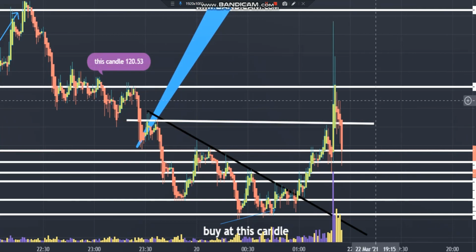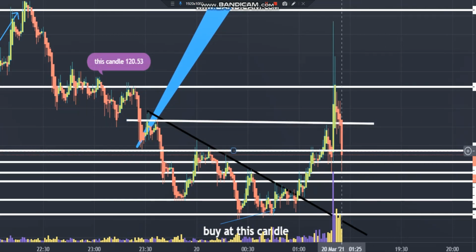You see this fall now, it has broken the support directly here. It took a support at around here. Volumes are not there, but it can rise. Volume can rise anytime soon.